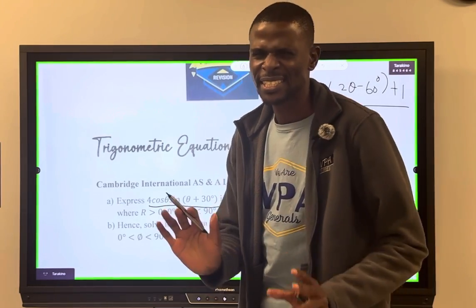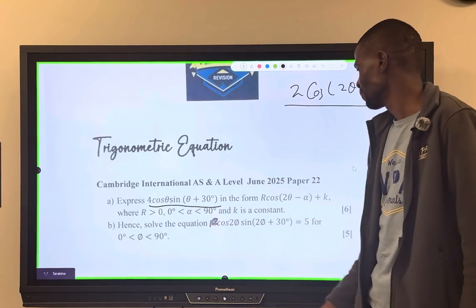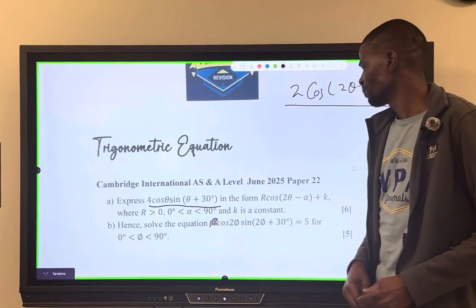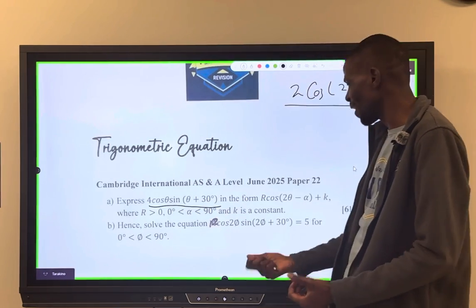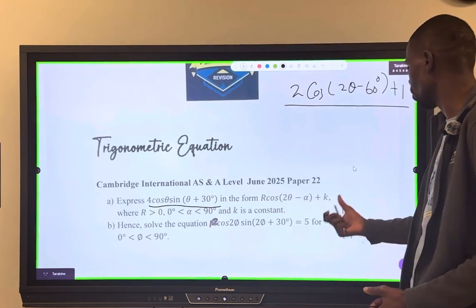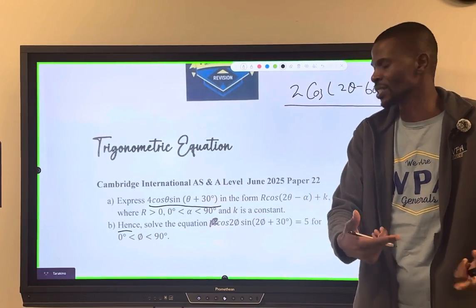Then there was a typo error on part B. I had 4 previously instead of 12. So it's supposed to be, hence solve the equation 12 cos 2 phi sine 2 phi plus 30 degrees equal to 5. So hence means we are going to use the above result, right?